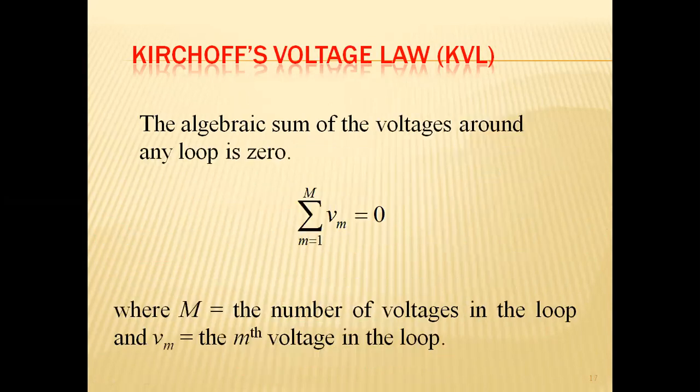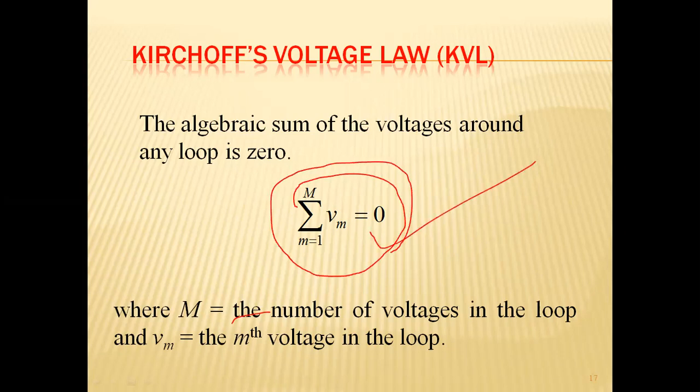Then Kirchhoff's voltage law, the second type of law. According to this law, the algebraic sum of voltages around any loop is zero. So this is the general expression: the summation of m equal to 1 to M, Vm equal to 0, where M is the number of voltages in the loop and Vm is the mth voltage in the loop.